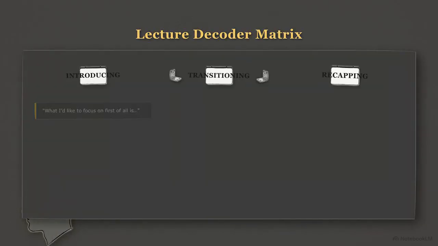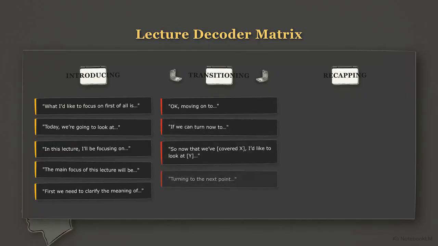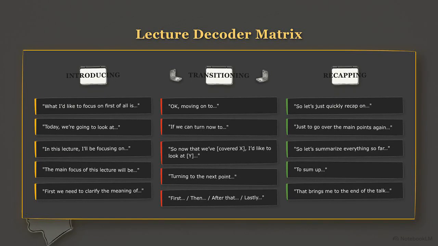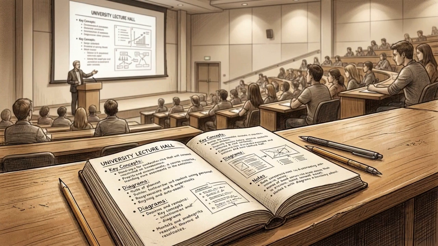To make this process automatic, we compiled the lecture decoder matrix, mapping every major phrase for introducing, transitioning, and recapping. Screenshot this matrix now and keep it open as a reference tool during your next live academic session. Listening for these structural signals allows you to focus on the relationship between ideas rather than struggling to keep up with the lecturer's pace.